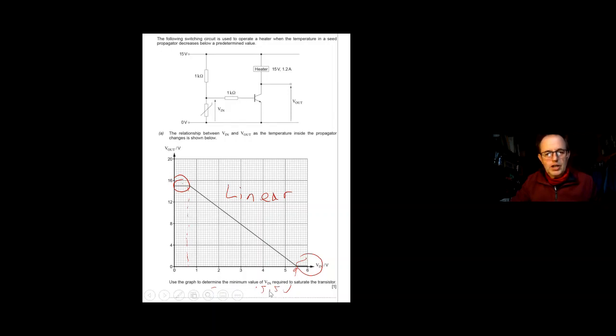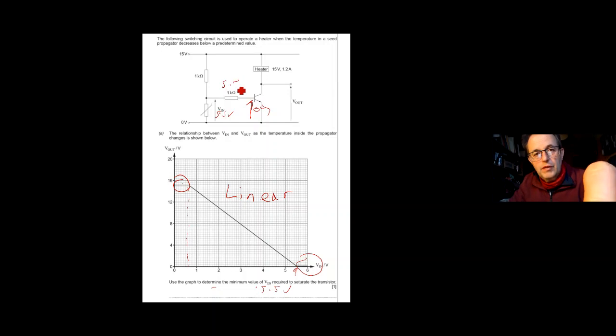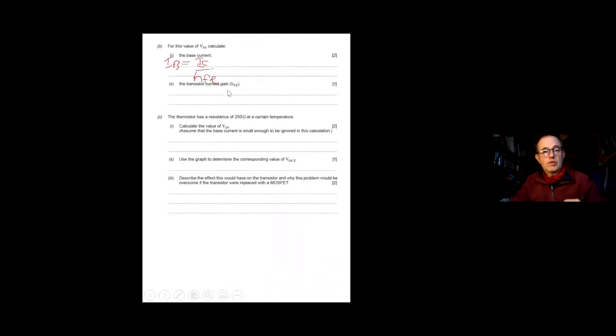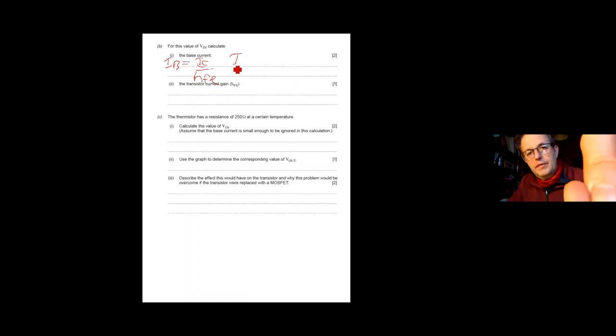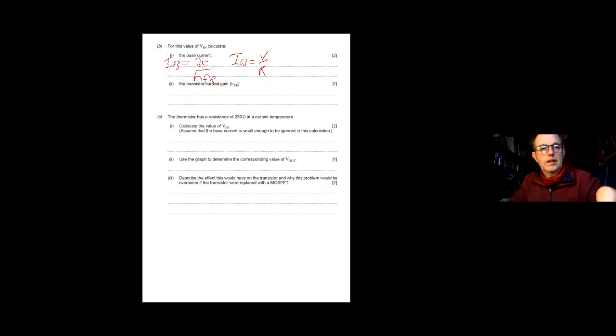I know saturation happens at 5.5 volts. So if I've got 5.5 volts coming in, I know the transistor is going to take 0.7. So I could work out the voltage across this resistor, which would be 5.5 minus the 0.7. Then if I know the size of the resistor, I can work out IB using the equation I is V over R. So we're back to that one. I've eliminated the first equation, can't use that one.